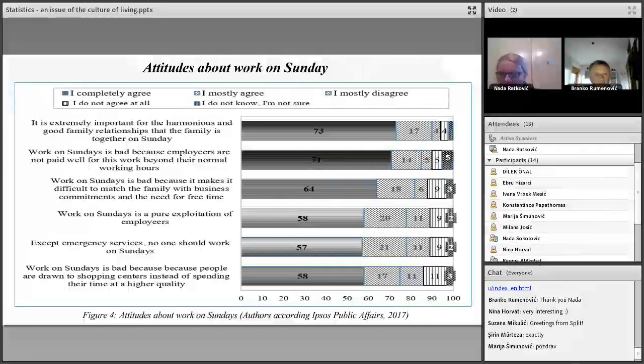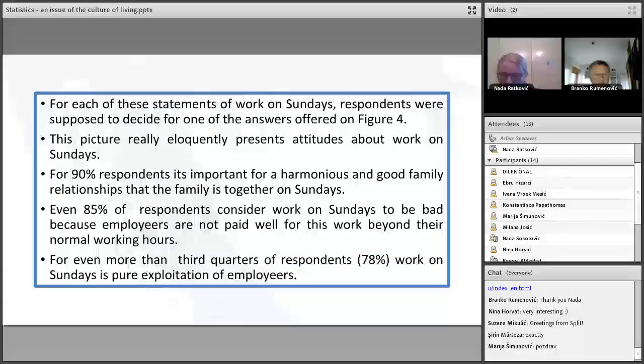73% say it is extremely important for harmony and good family relationships that the family is together on Sunday. 73% of respondents think that is important. For 90% of respondents, it's important what I say now. Even 85% of respondents consider work on Sundays, 78% work on Sunday is pure exploitation of employees.